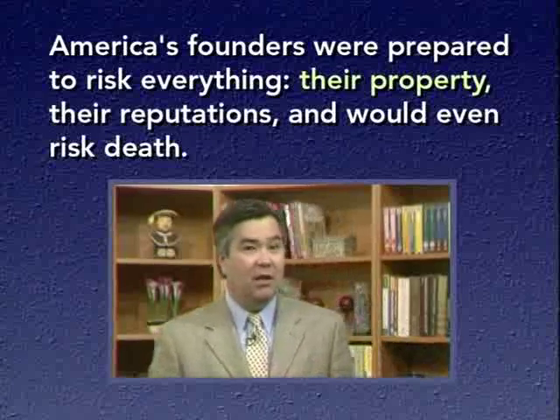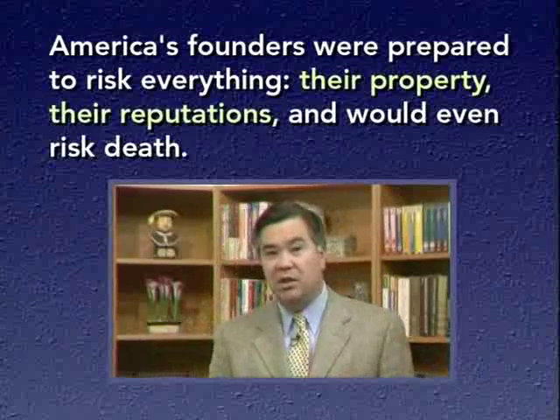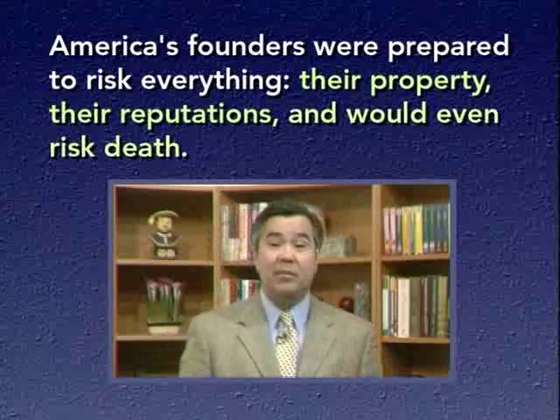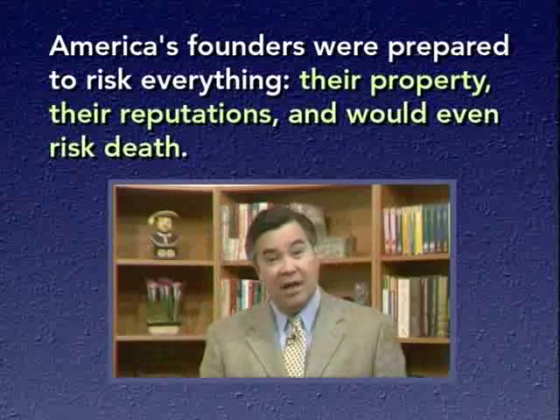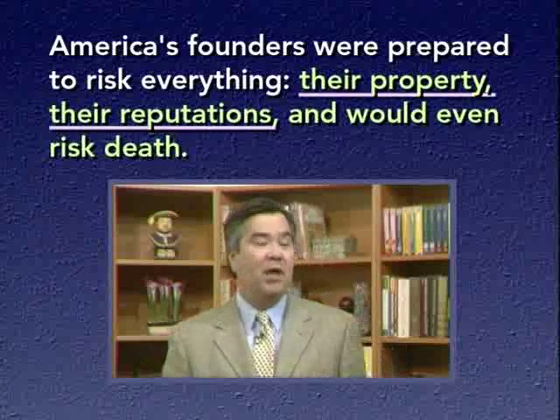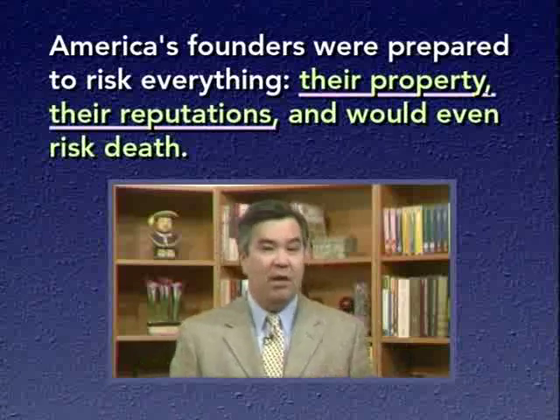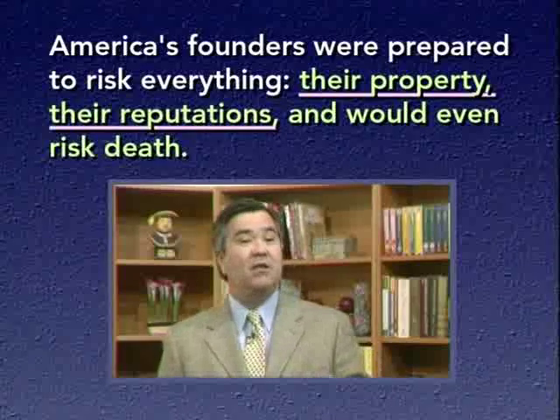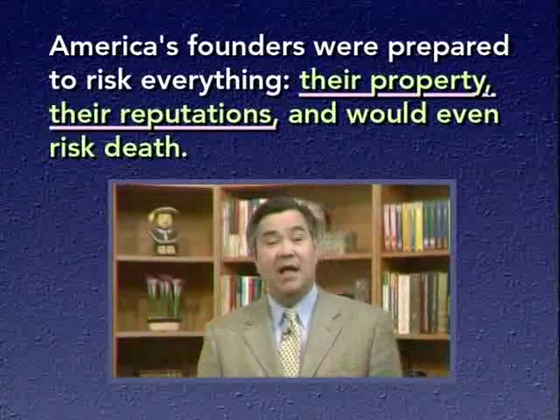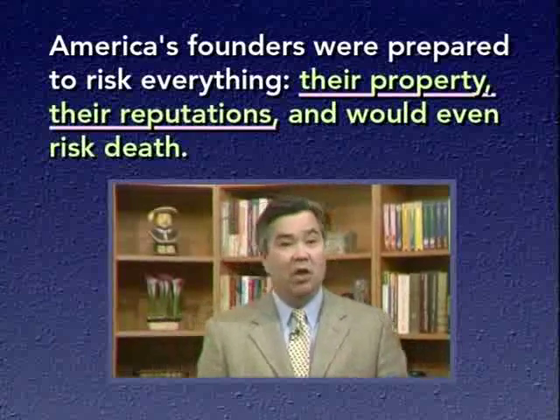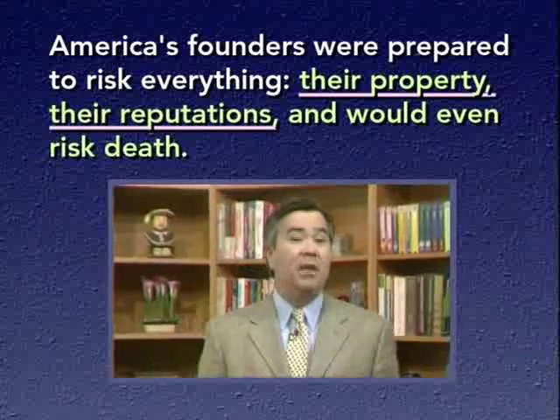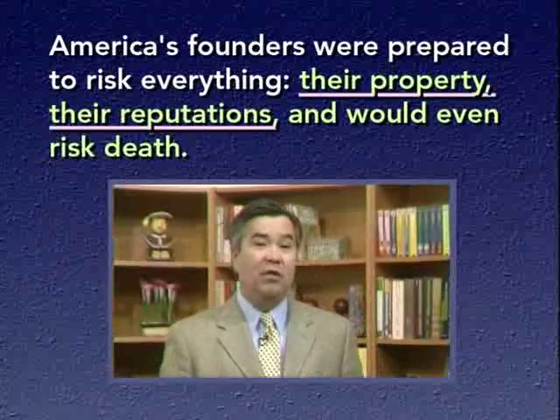First, their property. Second, their reputations. Third, and would even risk death. Now, are all 3 items written in grammatically similar form? Not really. The first 2 are written in the same grammatical form. Their property, their reputations. Here we have nouns, property and reputations, preceded by the possessive pronoun their. However, the third item is listed in a different form. Would even risk death. Suddenly, a verb has been inserted, would risk, and this changes the grammatical form. So the 3 items, even though they have similar meanings, are not being set up in grammatically similar form.